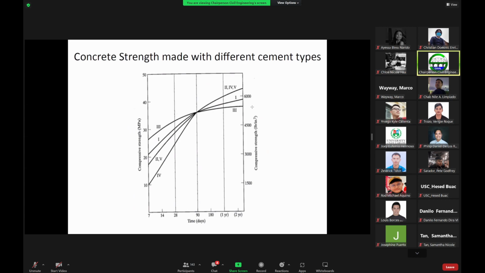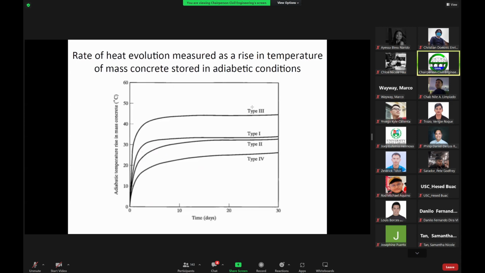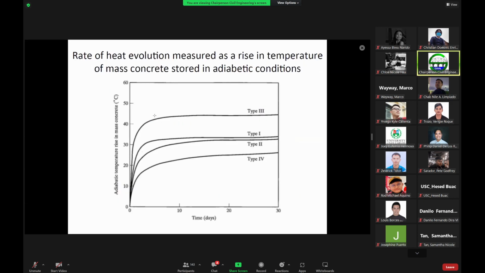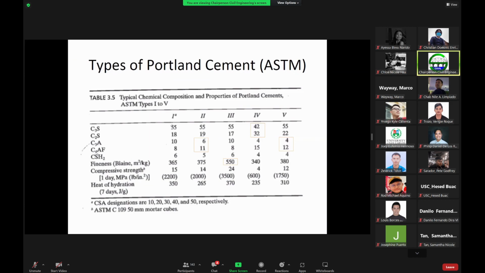Next table shows you concrete strength made with different cement types. Let's go back a few slides just to show you. If you add up the composition of your C3S and C2S for all these different types of Portland cement, the combined composition will be approximately 75% by weight for all of these types. So regardless of what we are changing, when you add it all up, the total will still be approximately 75. This means that for all the types of Portland cements, your ultimate strength should be similar.